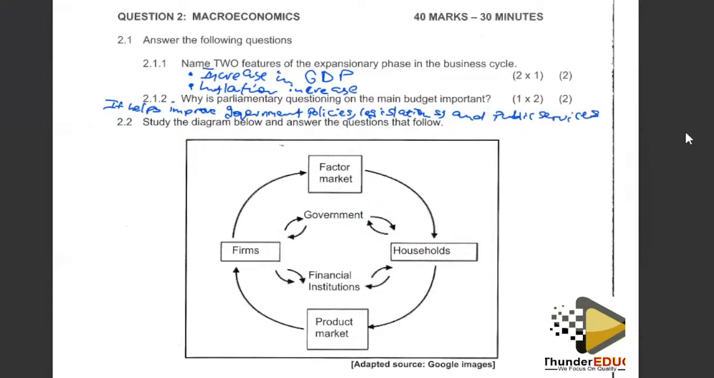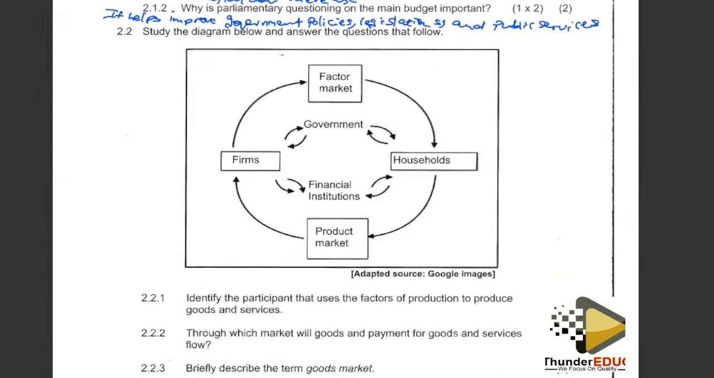Okay, great. Thank you very much. Now let's move on to the next question, which is question 2.2. Question 2.2 reads as follows: study the diagram below and answer the questions that follow. This is an example of a circular flow model.